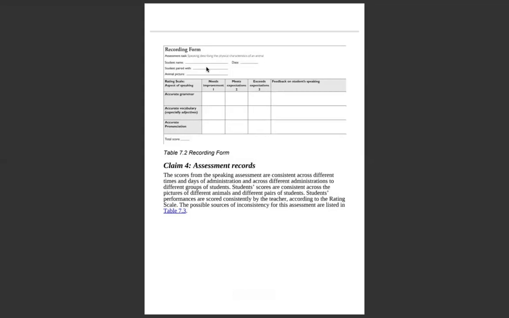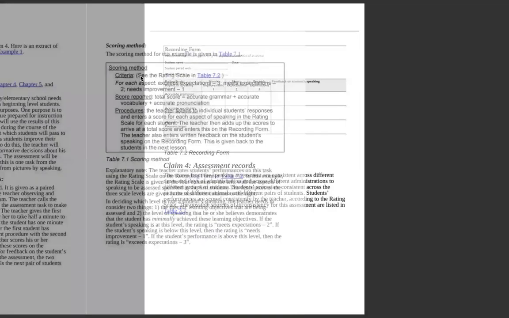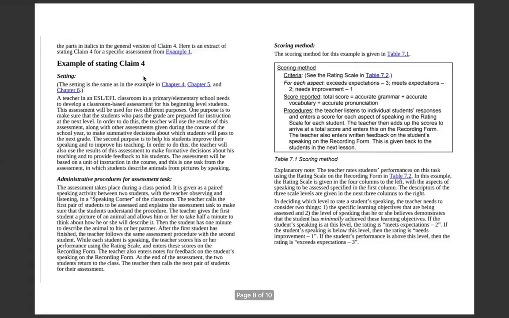Well, it's only the first part, where you have the assessment records. And so the author presents here the possible sources of inconsistency in scores. And remember that there are three categories here. Maybe you can go back to the chart. There were three aspects of inconsistency.